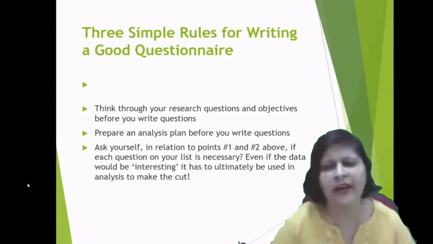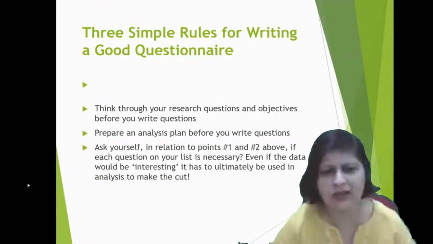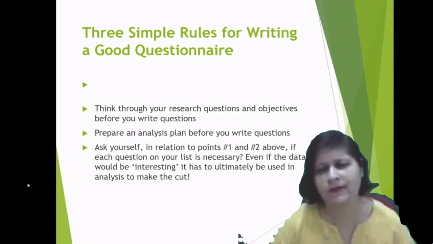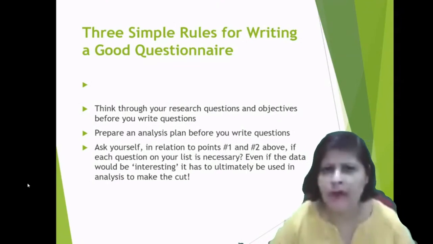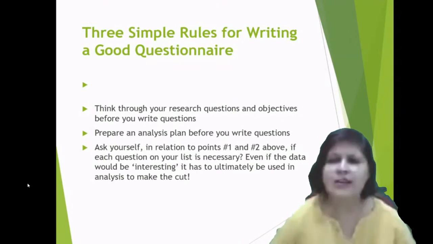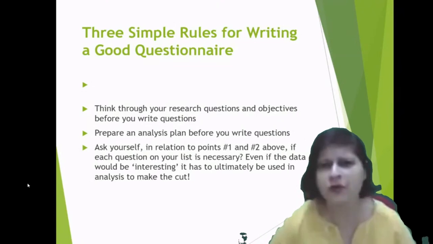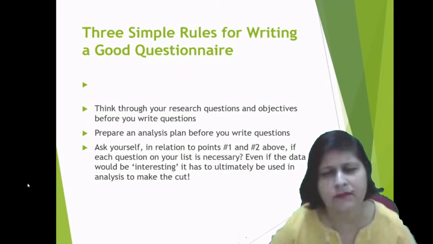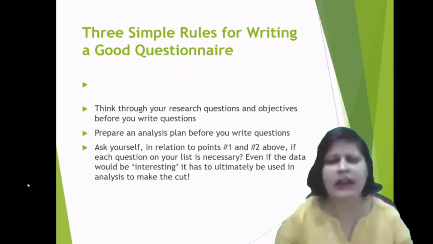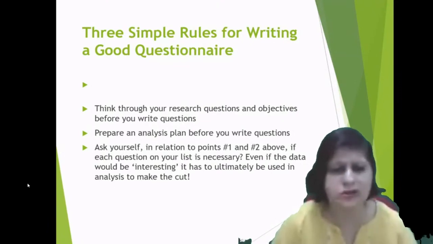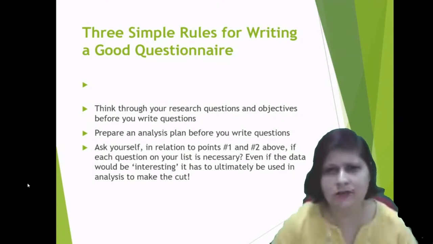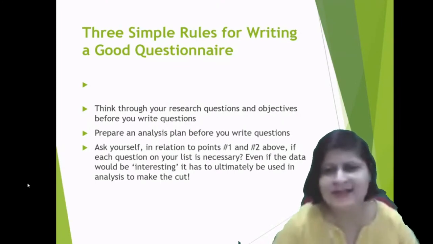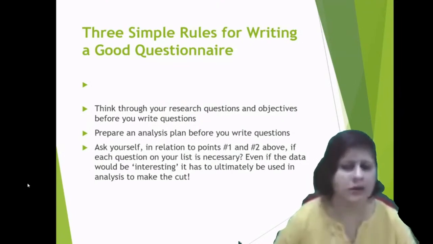Three simple rules for writing a questionnaire. The first is, think through your research questions and objective before writing a question. You should know about your topic. Your objective should be crystal clear. And you should frame the questions in a way that helps you to achieve your objectives. Your topic should be clear to you, what you want to achieve. Don't unnecessarily put more questions or questions which are not related to your topic or objectives.